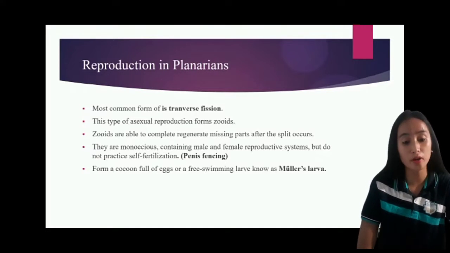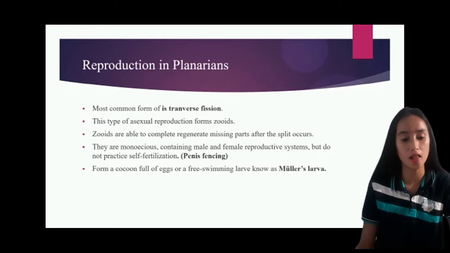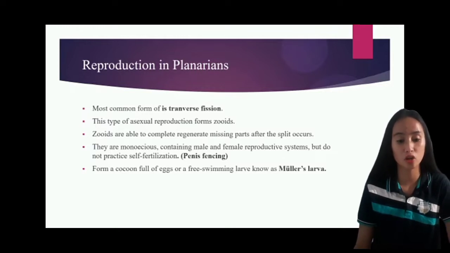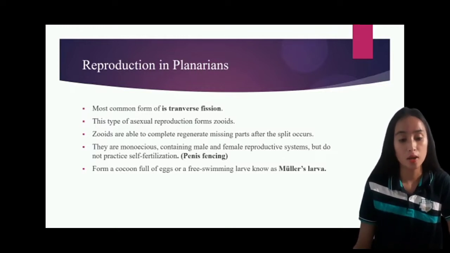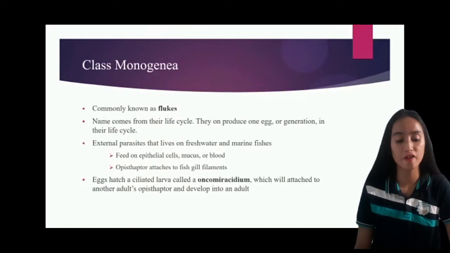Next is reproduction in planarians. The most common form is transverse fission, a part of asexual reproduction, which forms zooids. In asexual reproduction, freshwater planarians reproduce by tearing themselves into pieces by a process called binary fission.